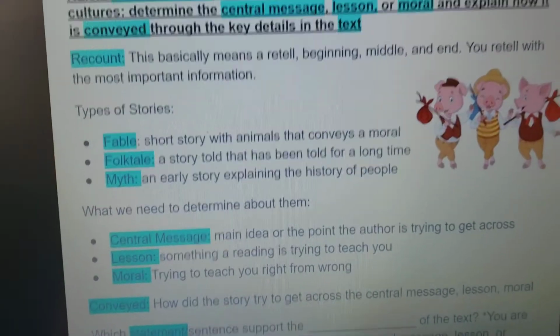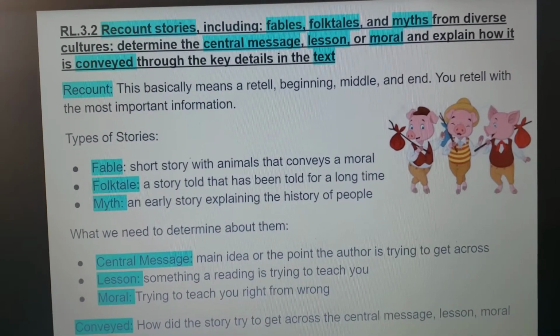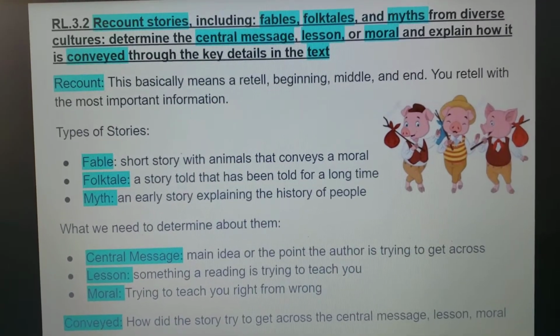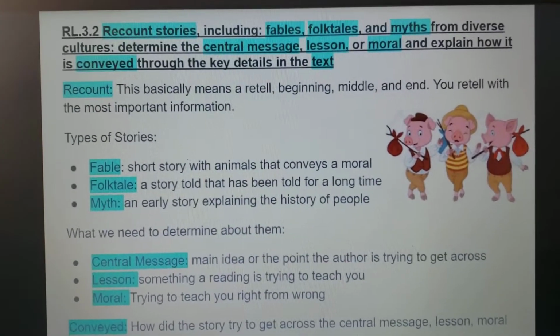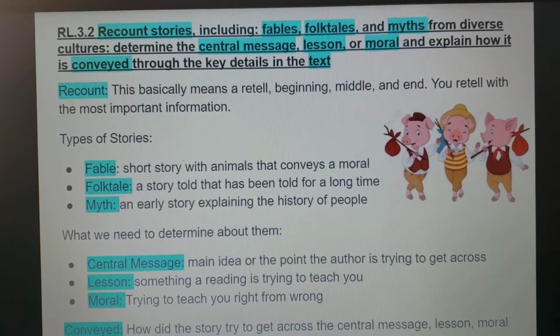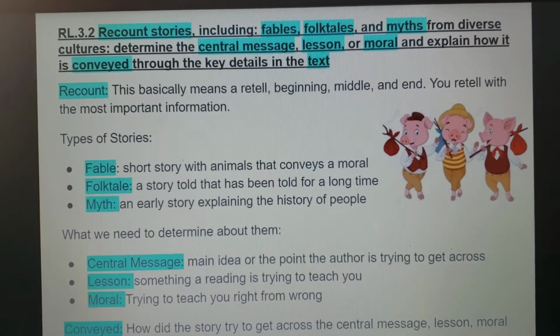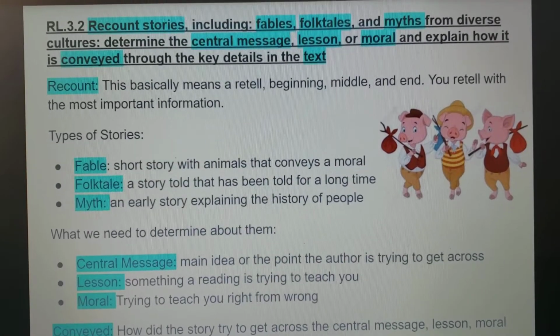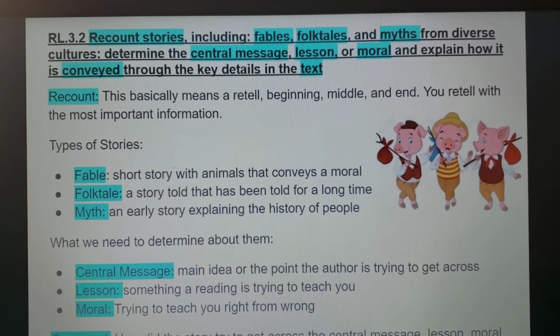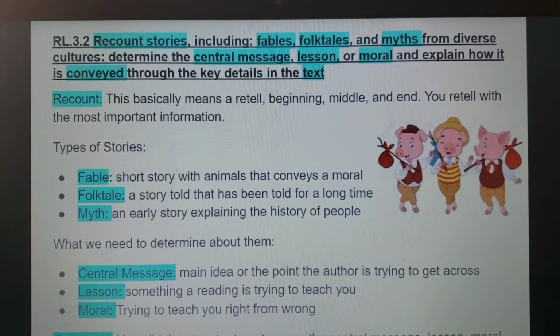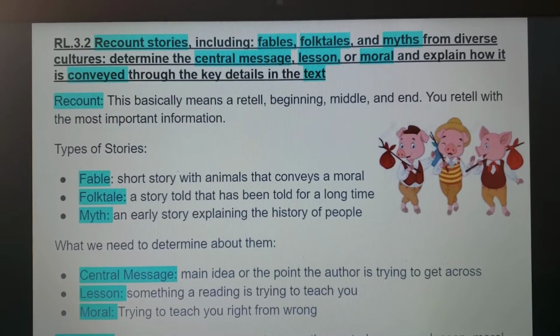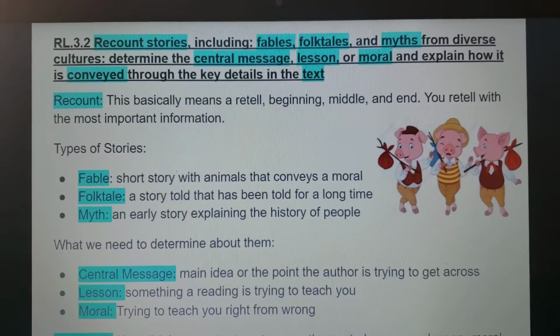The second goal in fiction text is to recount stories. They have to tell you the beginning, middle, and end of stories. A lot of the stories that we read are fables, folk tales, myths, and this gives you some ideas so you can remember what a fable, a folk tale, and a myth is. There are, of course, all kinds of other fiction texts that they'll be reading.